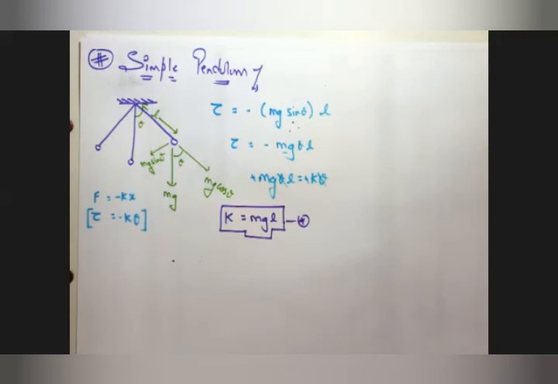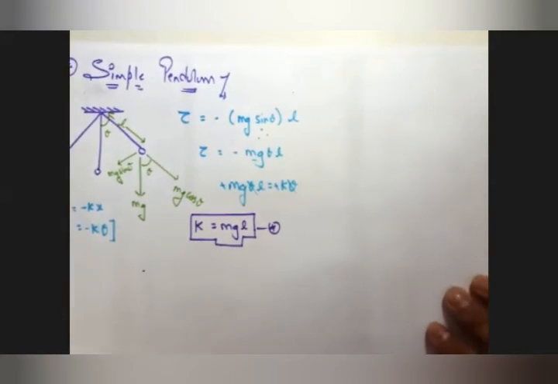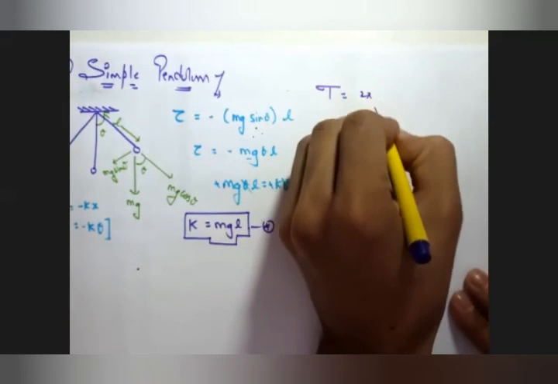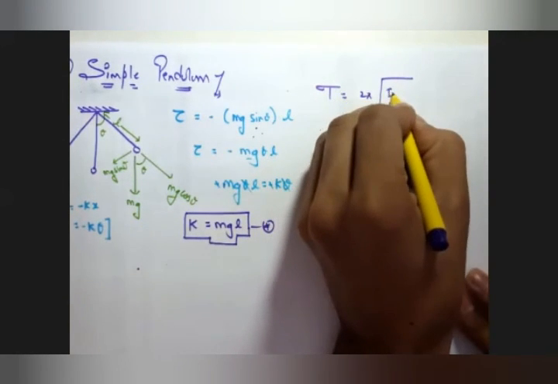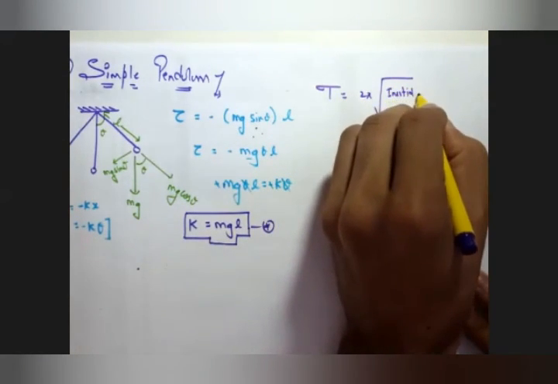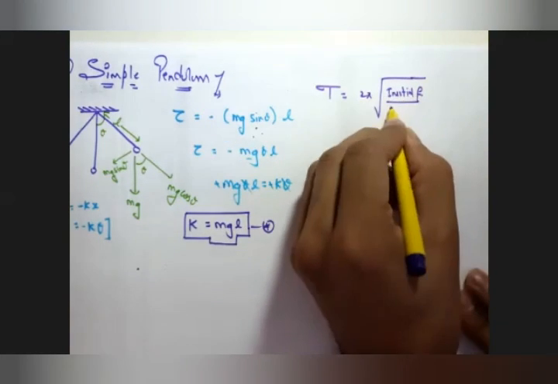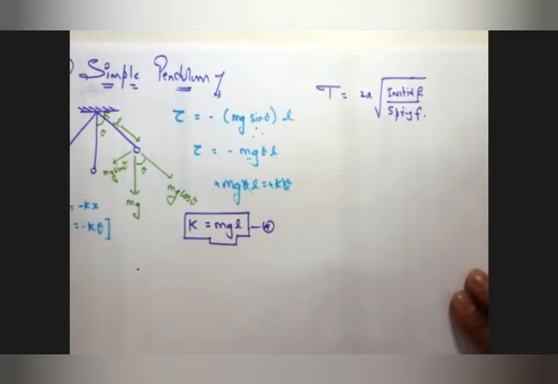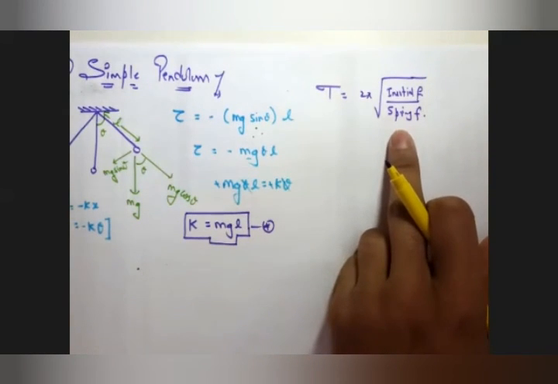First of all, the force responsible for the SHM is clear. Now we have found the value of K. We have already derived the formula for time period. The time period says 2 pi root of inertial factor upon the spring factor.